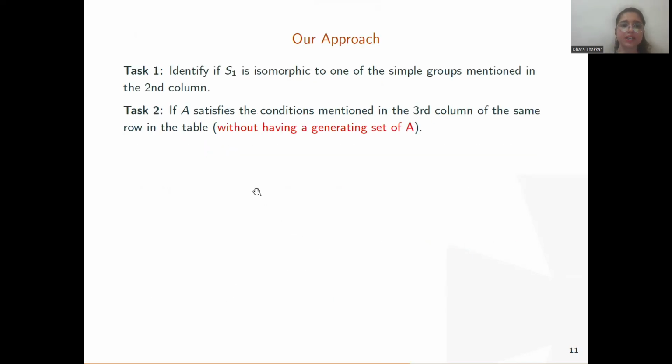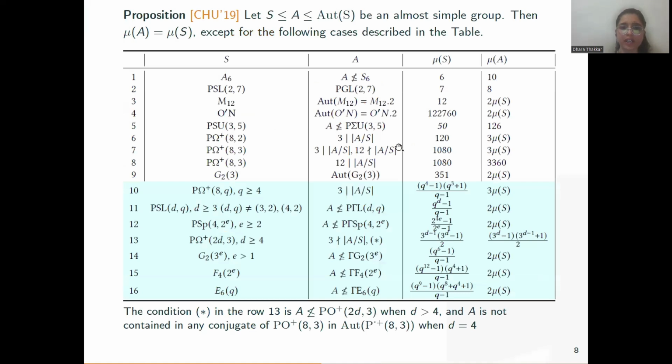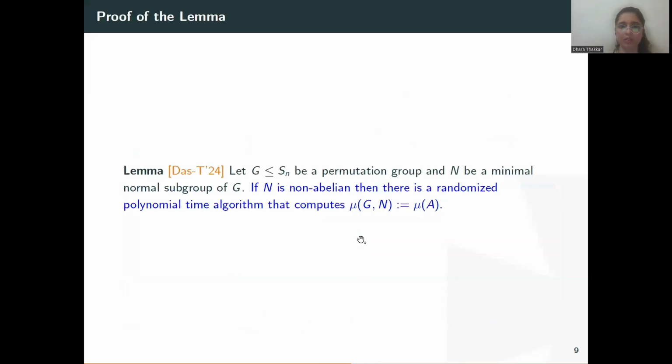Now, task 2 is the following. Suppose we have checked whether our S1 belongs to the second column of the table or not. If yes, then we have to check whether our A satisfies the corresponding condition from the third column or not.